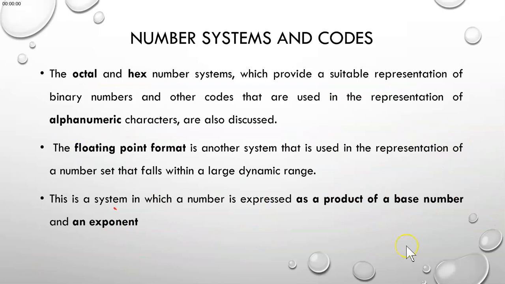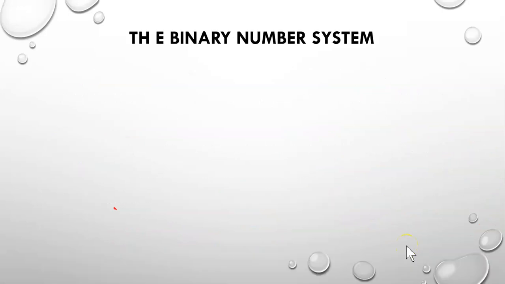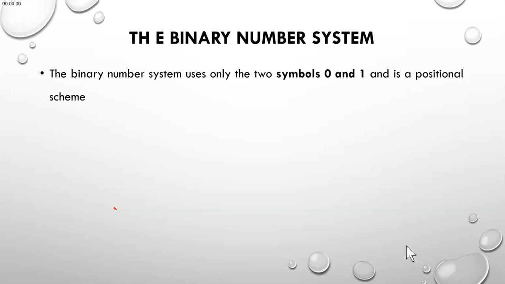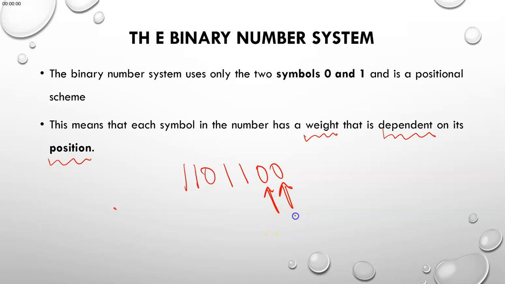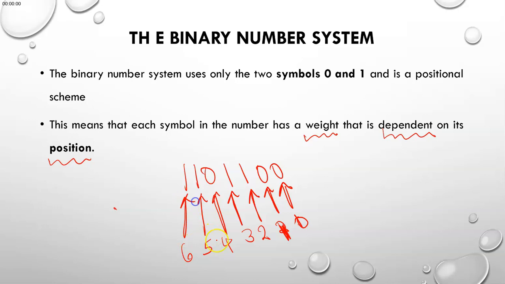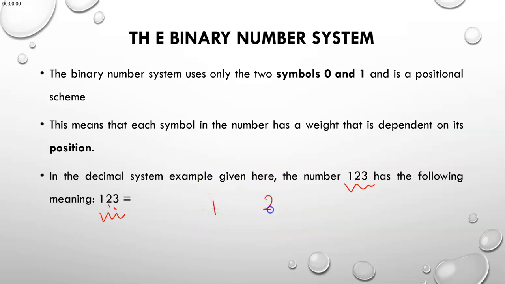Now we will start our discussion on the binary number system. We say that the binary number system uses only two symbols, 0 and 1, and this means that each symbol has a weight which is determined by the position of that number. So we normally say that a binary number is a series of zeros and ones, and depending on the position of each of these numbers, we normally start with 0. When you give the position of all of these numbers, you give the value of each one of them depending on its respective position. So I would represent it as such.